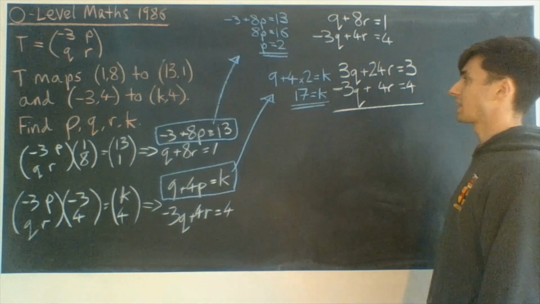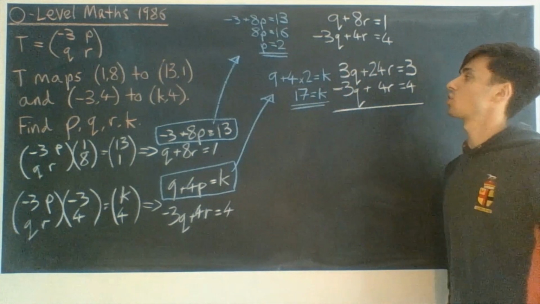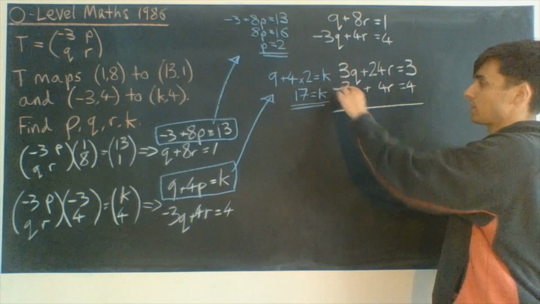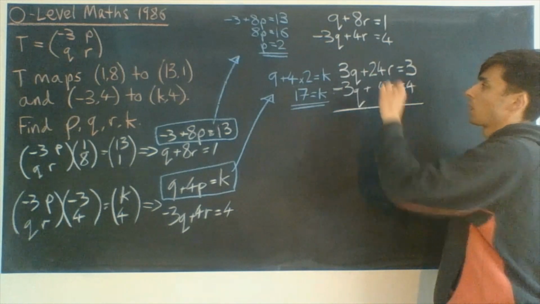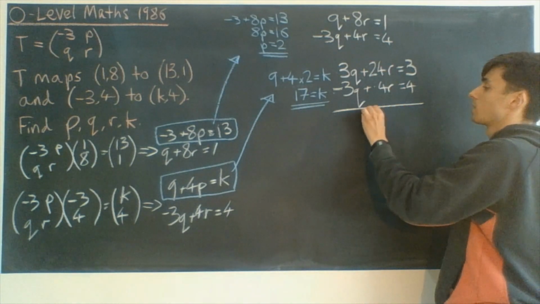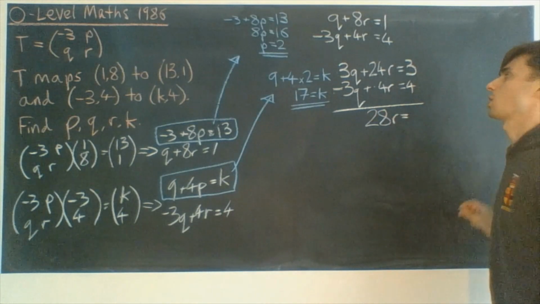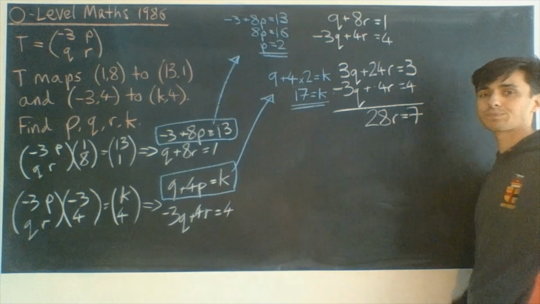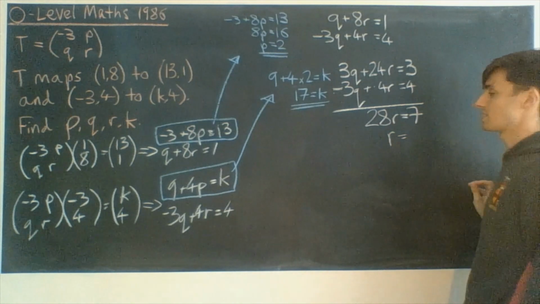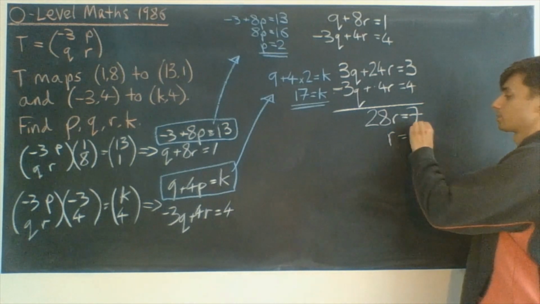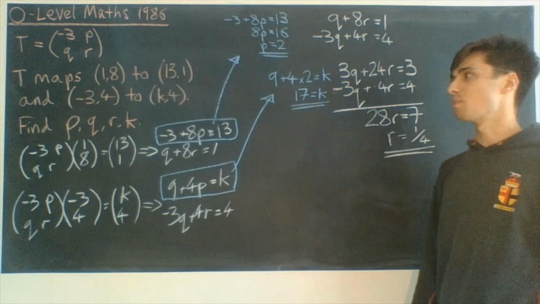And next we should be thinking about eliminating Q, and we can do that by adding the bottom row to the top row, because 3Q add minus 3Q will give us 0. So the Q's will disappear. We'll have 24R plus 4R, that will give us 28R. And on the right hand side we've got 3 plus 4 to get 7. If 28R is 7, R has to be 7 over 28. Well, that's just 1/4. Great, we've now got one more of our unknowns.